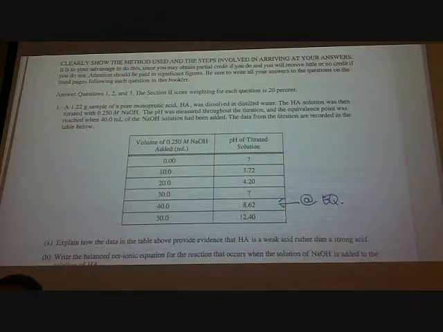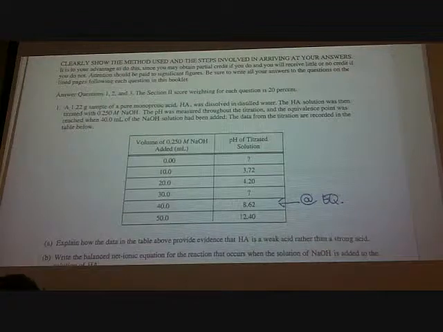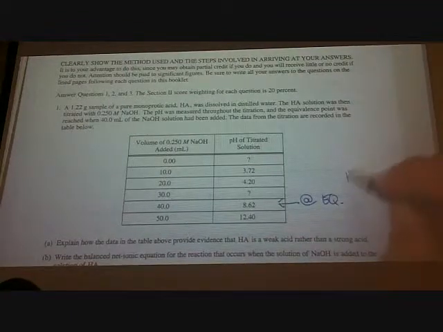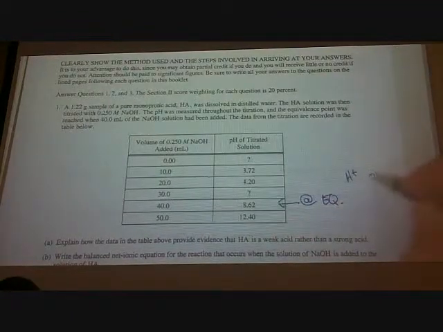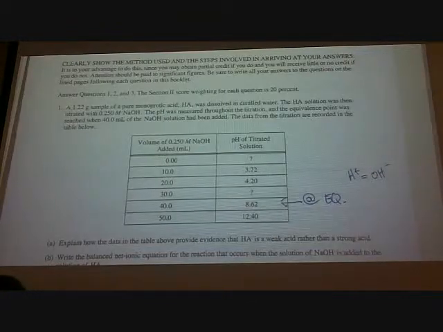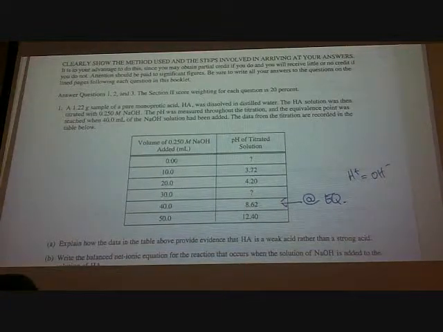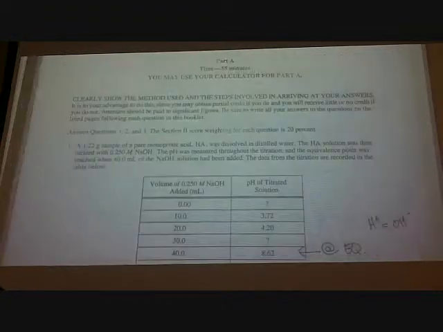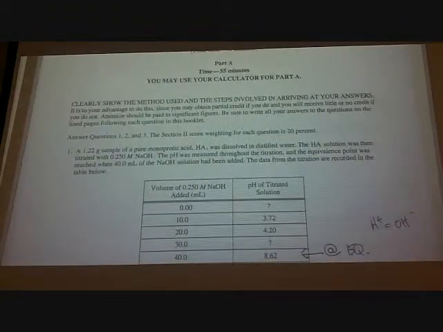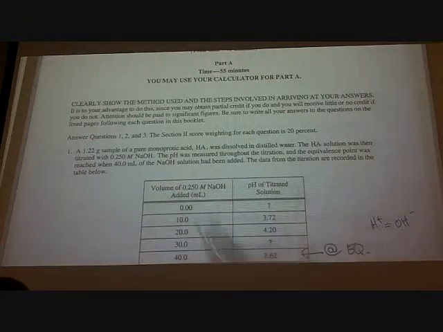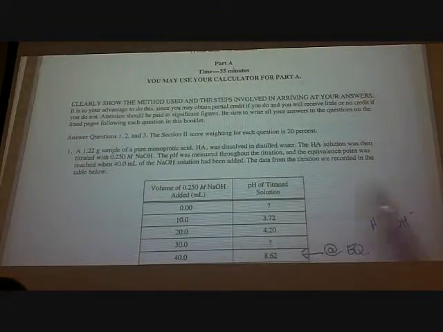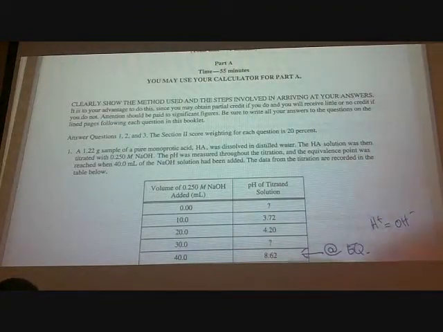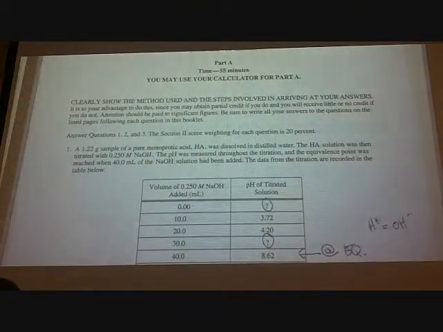At the equivalence point, what does that signify? Number of moles of H plus equals moles of OH. Good. Moles of acid are equal to moles of base. Or the moles of, in this case, the hydrogen ions are equal to the moles of the hydroxide. Okay? Those guys are equal. And it's all about the moles when we're doing titrations. So 40 milliliters of the sodium hydroxide then titrated. The data from the titration are recorded in the table below. Okay, so we have two pieces of information that we don't know about yet.